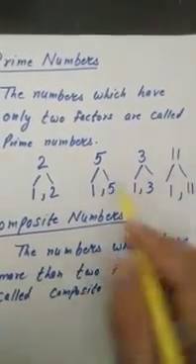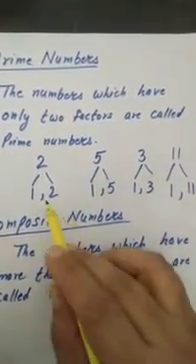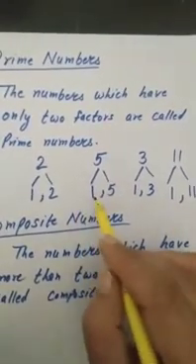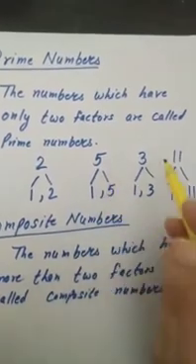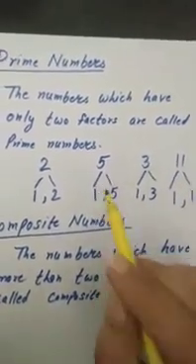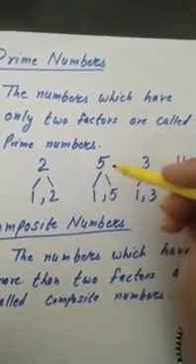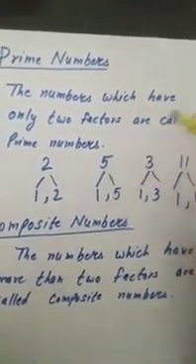Now see, all these numbers have only two factors. One will be the number 1 and the second will be the number itself. These are called prime numbers. These are not divisible by any other number.